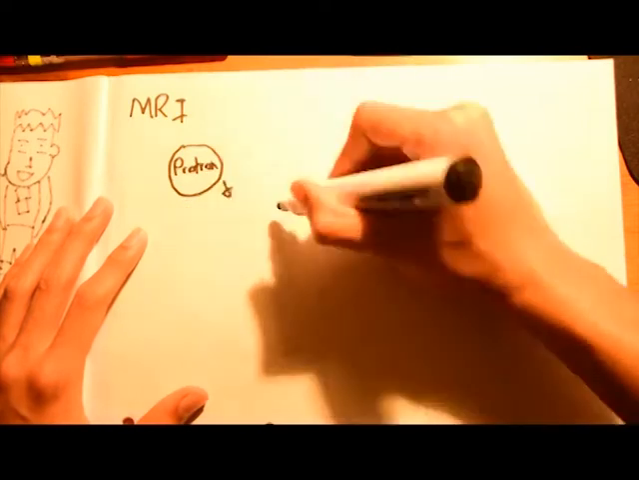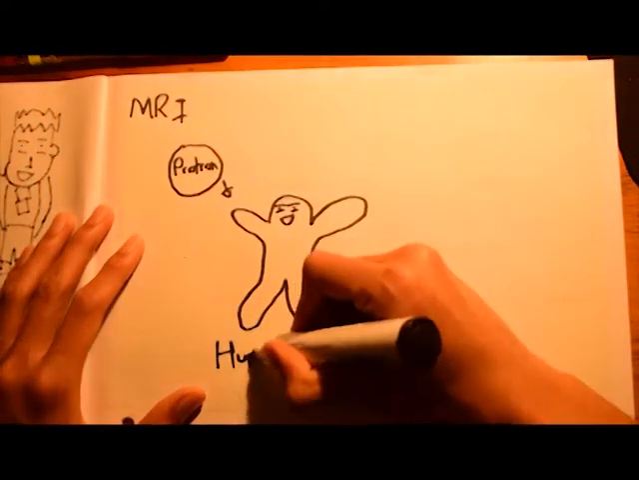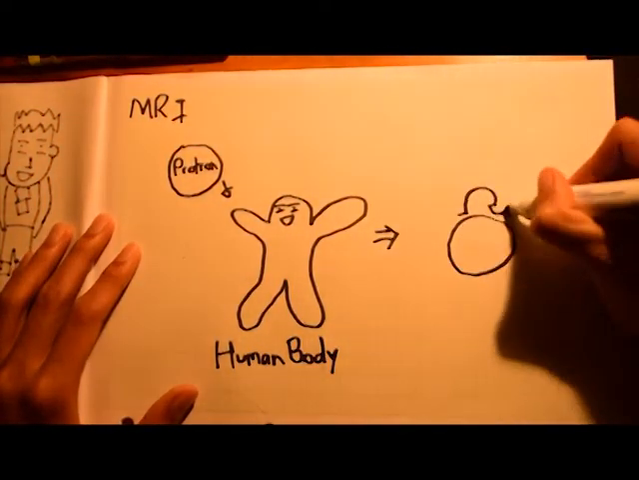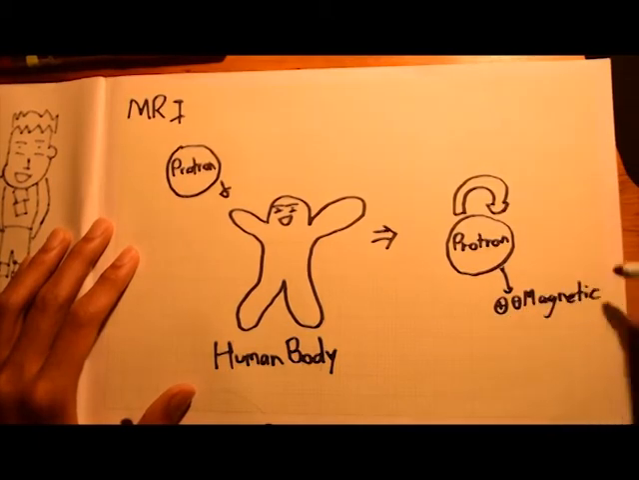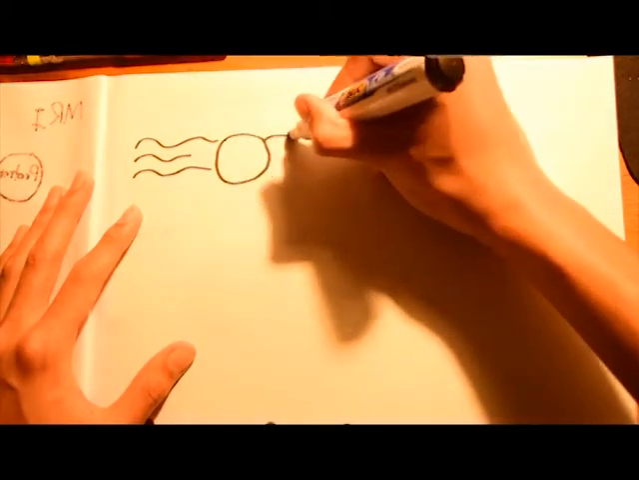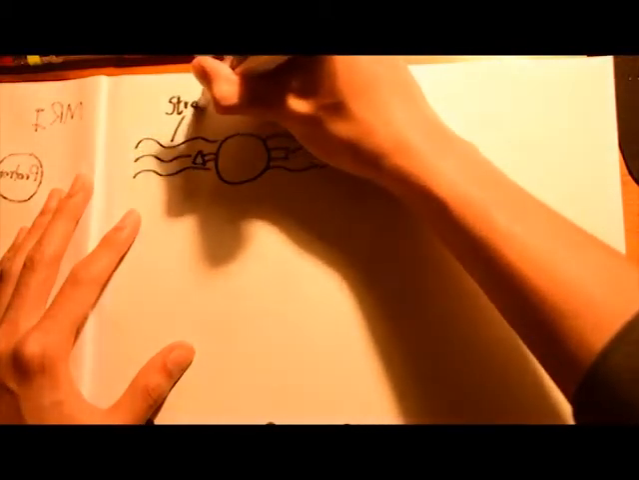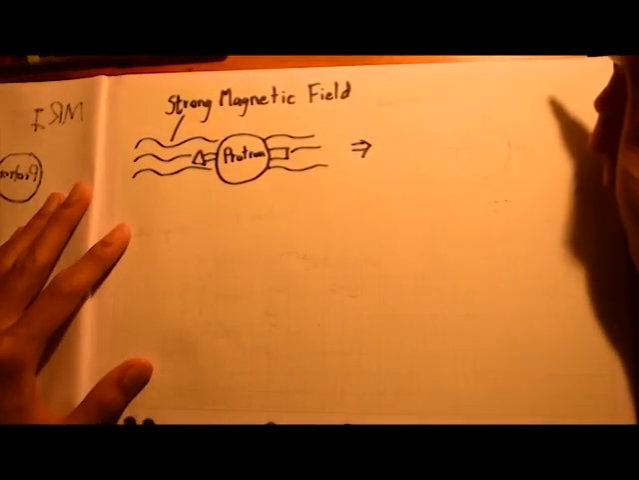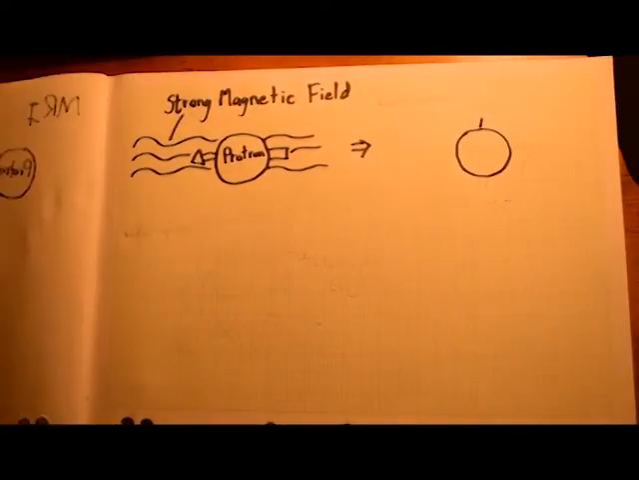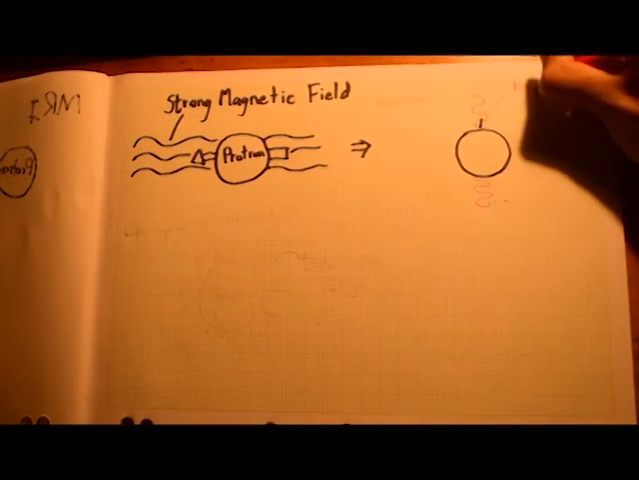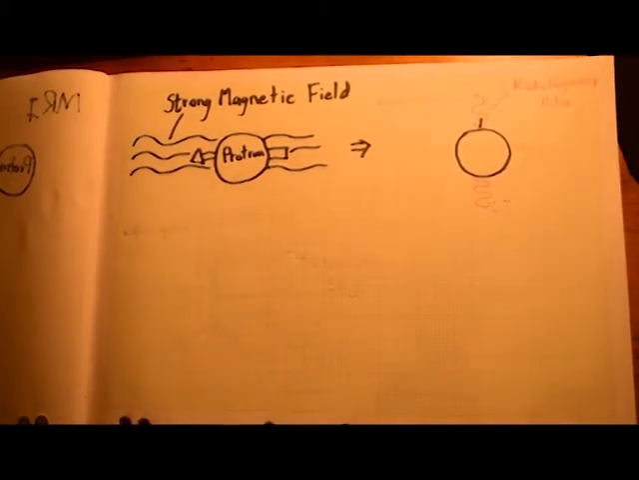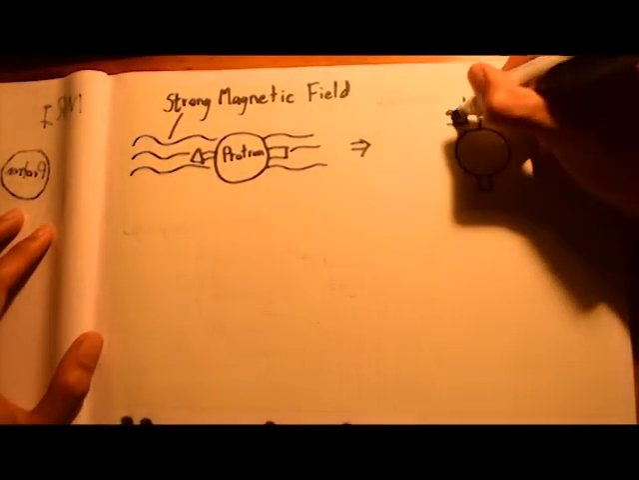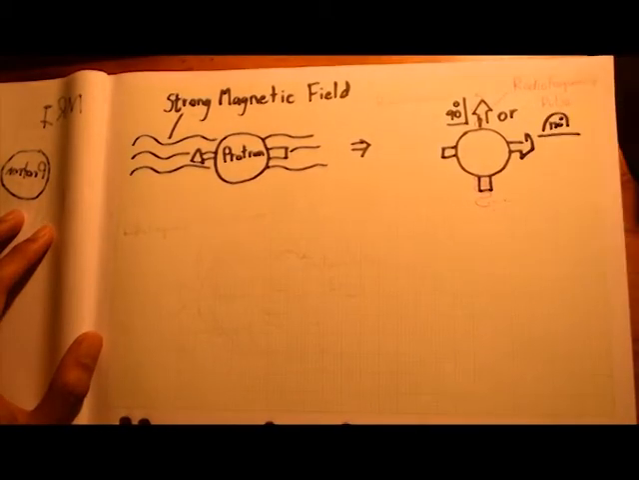MRI uses protons, which are in every part of the human body. All protons spinning create a small magnetic charge. When a strong magnetic field is introduced to the magnetic charge, as in this case an MRI machine, the protons will turn into the same direction as the field. Then the MRI technician introduces a radio frequency pulse that disrupts the protons and aligns them into either a 90 or 180 degree realignment with the static magnetic field.